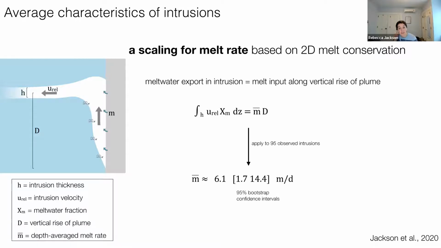And if we evaluate this with the 95 intrusions that we observe, we estimate the average melt rate to be about 6 meters per day with relatively large bootstrap confidence intervals. So this should only be considered a scaling, sort of an order of magnitude estimate. But I want to put it here just to give you a ballpark of what these intrusions alone suggest about the melt rate.